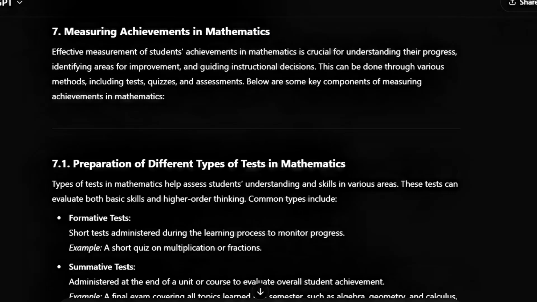Chapter 7, Measuring Achievements in Mathematics. Effective measurement of students' achievements in mathematics is crucial for understanding their progress, identifying areas for improvement, and guiding instructional decisions. This can be done through various methods, including tests, quizzes, and assessments. Below are some key components of measuring achievements in mathematics.